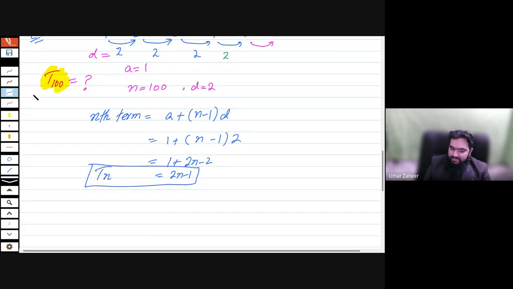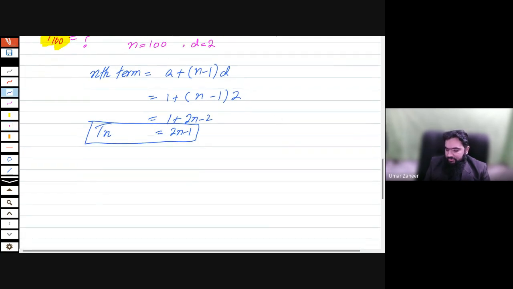But in this case, he is going to say that you have to find the 100th term. So substitute n is equal to 100. You will get 2 multiplied by 100 minus 1. That will be 200 minus 1, which means 199. So if you continue this sequence, your 100th term will be 199.